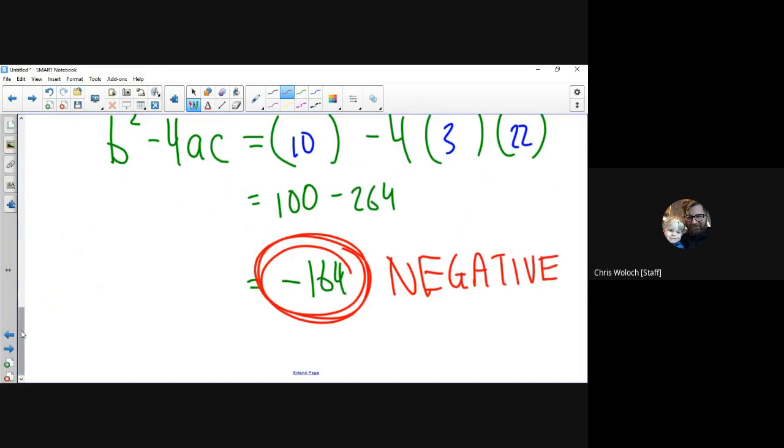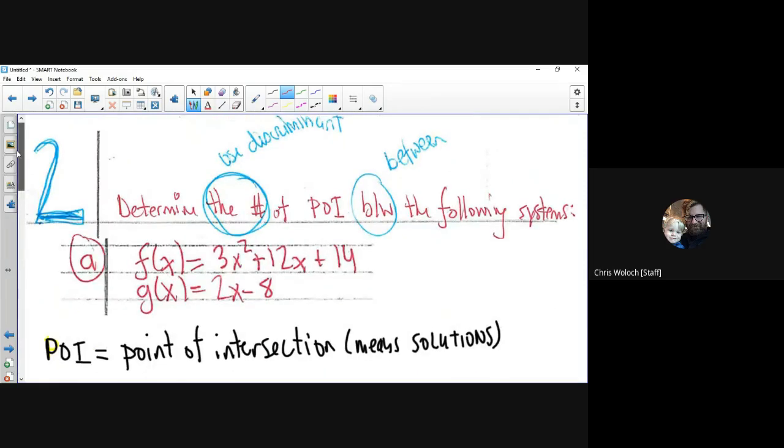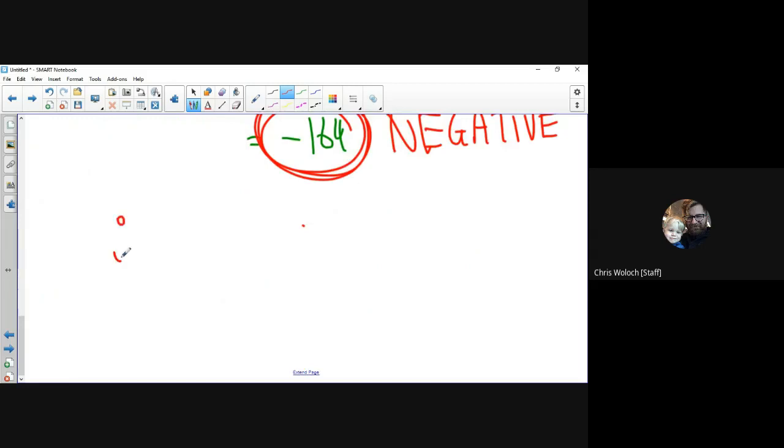all right? So that means that, I'm going to zoom up quick, so close your eyes if this is going to make you feel nauseous. There we go. The number of points of intersection between these two equations, right? So that means there's no points of intersection, okay?